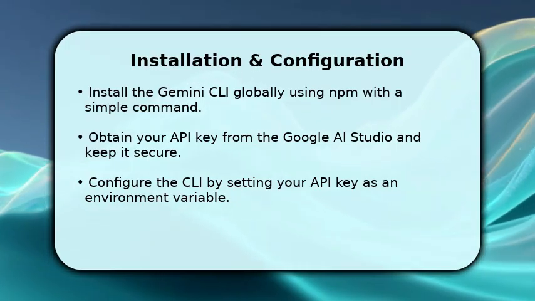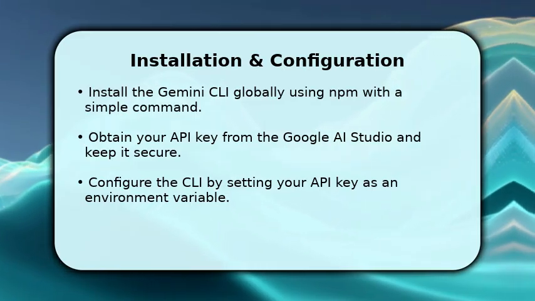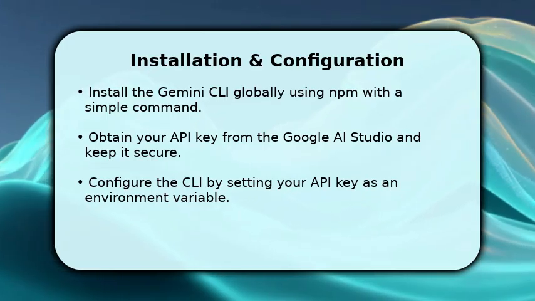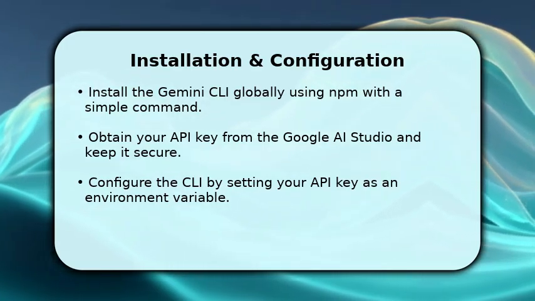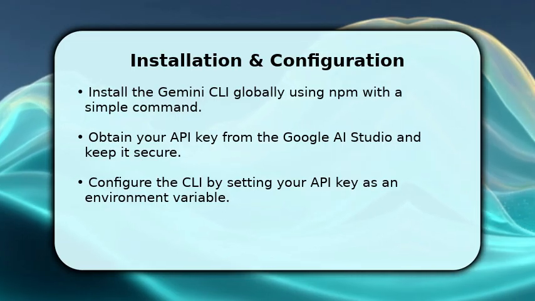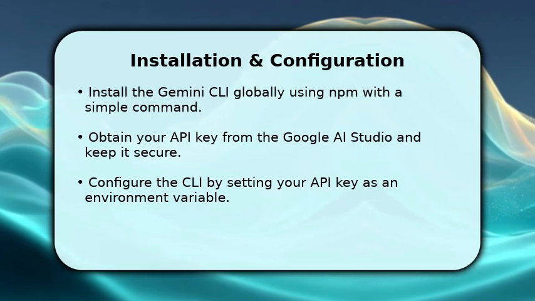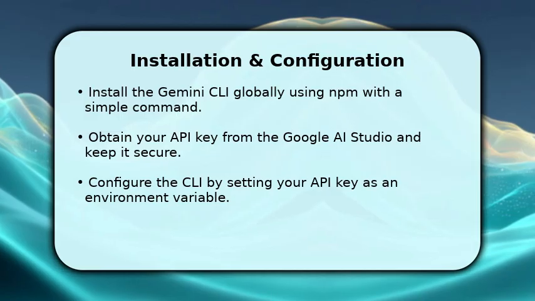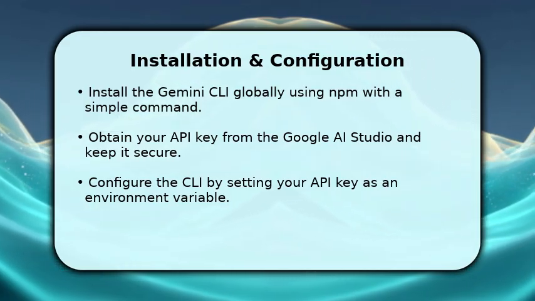In your VS Code terminal, run npm install -g @google/generative-ai-cli. Once installed, you'll need your API key. Head over to Google AI Studio to generate one. After securing your key, set it as an environment variable, typically named GEMINI_API_KEY, to allow the CLI to authenticate your requests. This crucial step ensures your commands can access the Gemini API securely.